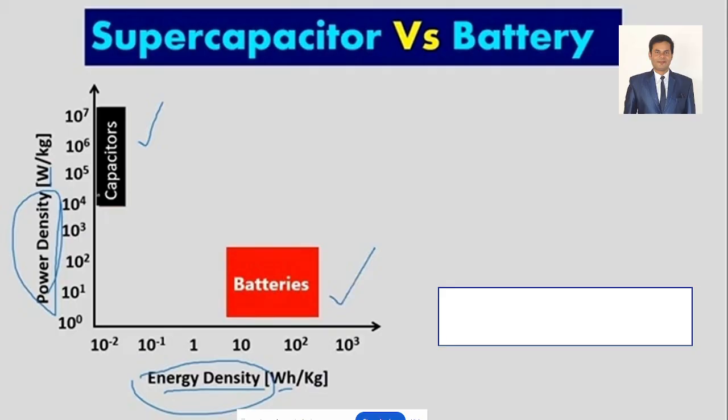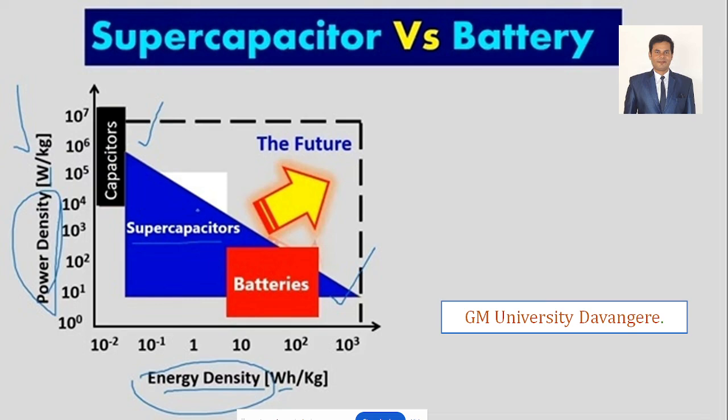So the supercapacitors may have more power density, that is watt per kg, whereas the batteries will have more energy and less power. So this is what the actual difference is. If you keep something in between, we have the capacitor, we have the supercapacitor.